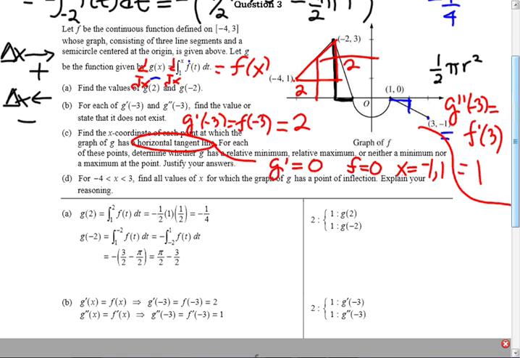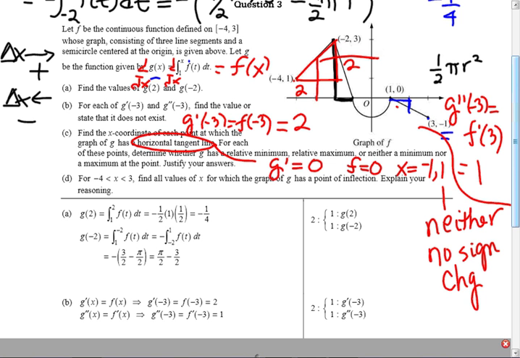And then it says, is that a max, min, or neither? To have a max or min, the derivative must do what? Change signs. I don't care which way it is, but it's got to change signs. Okay, so F changes signs at -1 and at 1. Oh, it doesn't change sign at 1, does it? So that's a neither. And all you have to say is no sign change. That will get you the points.